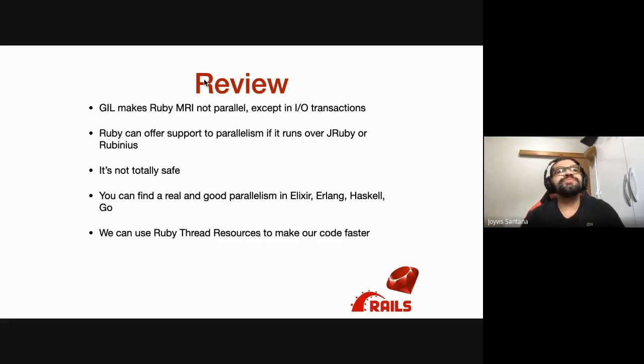Okay, let's recap. The GIL makes Ruby MRI not parallel, except in IO transactions. Ruby can offer support to parallelism if it runs over JRuby or Rubinius. They are different versions of Ruby. And okay, it's not totally safe, as I told you.